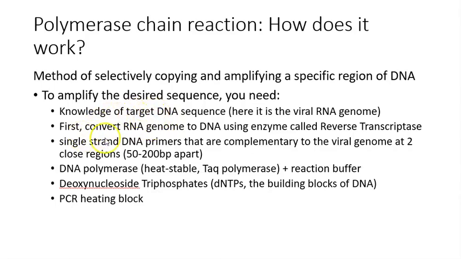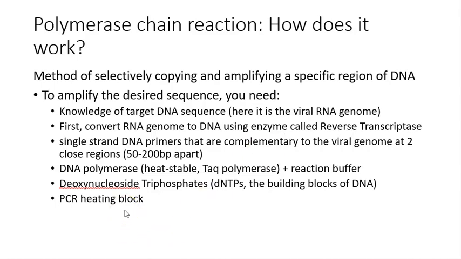Now, because it's got an RNA genome, we need to convert that RNA genome to DNA, and we use an enzyme called reverse transcriptase. What reverse transcriptase does is it can bind to a piece of RNA and create a complementary DNA copy of it, and you end up with a DNA-RNA hybrid molecule, which we can separate easily by heating that up, and you end up with a piece of single-stranded DNA, which is a copy of the RNA genome.